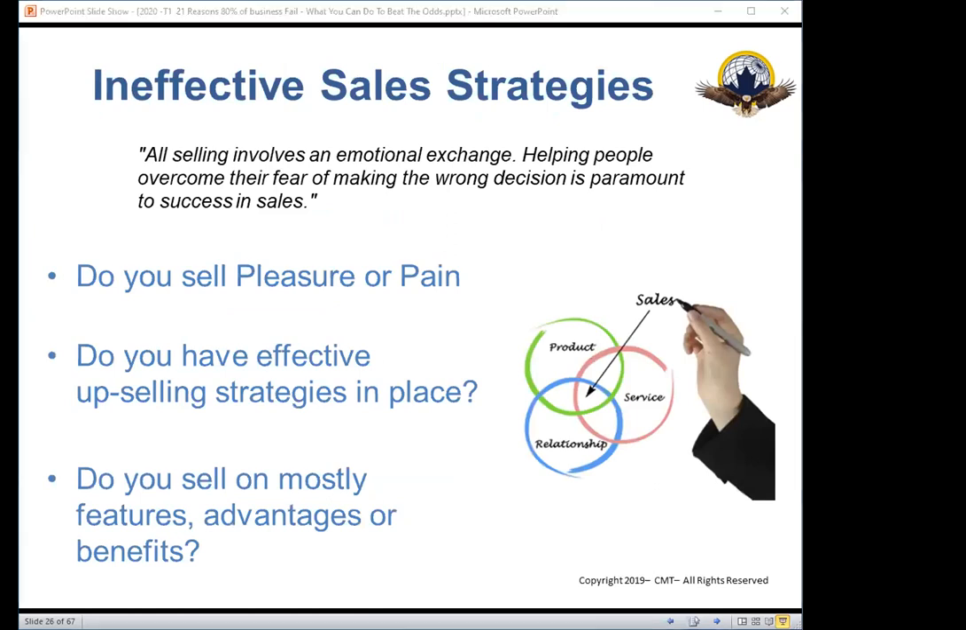So let's talk about an ineffective sales strategy. That is going to be reason number 6. That is page number 8 of 26 there. So most businesses have an ineffective sales strategy. They are not really aware if they're selling for pleasure or pain. If you're selling for pleasure, you're going to have a more difficult time selling your product.